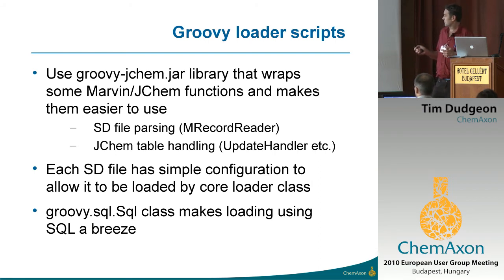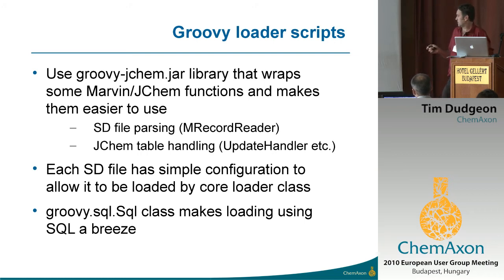So we've got what we call a Groovy JChem library that wraps up some of the Marvin and JChem functionality and makes it a bit more accessible, a bit easier to use. Basically this wraps up some of the SD file parsing, which if you're using the MRecordReader is a bit cumbersome, but when wrapped up in the Groovy library, it's very easy to use. Also, we can access the JChem functions such as update handler and those sort of things. It just makes it easier to use. It doesn't do anything new, it just makes it easier.